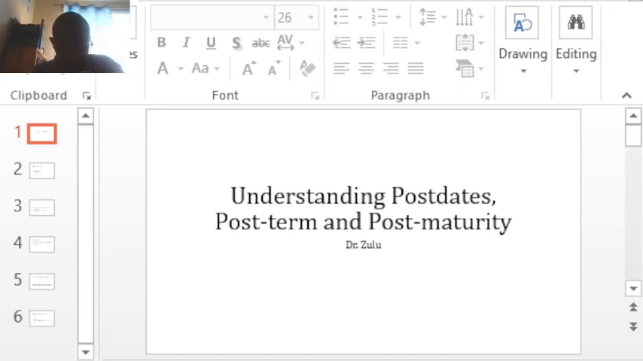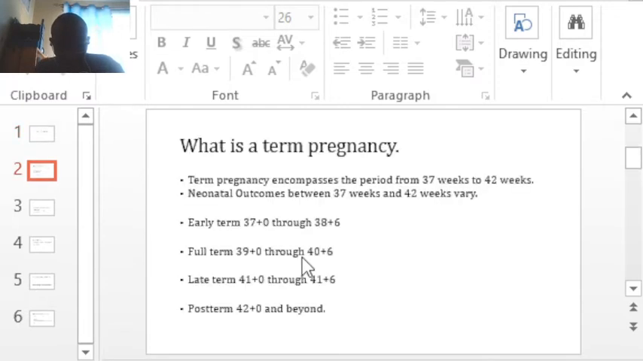Hello everyone. In this tutorial, I want us to understand what is postdates, postterm, and postmaturity, their similarities and their differences. For us to understand what is postdated pregnancy, what is postmaturity, and the whole spectrum of prolonged pregnancy, we need to understand what is a term pregnancy.